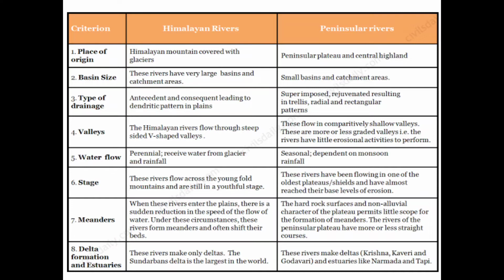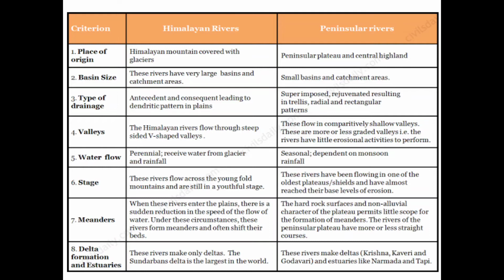Valleys. The Himalayan rivers flow through steep sided V-shaped valleys. And peninsular rivers flow in comparatively shallow valleys. These are more or less graded valleys, that is, the rivers have little erosion activities to perform. Water flow. If we talk about water flow, the Himalayan rivers are perennial, receive water from glacier and rainfall. Whereas peninsular rivers are seasonal, dependent on monsoon rainfall.